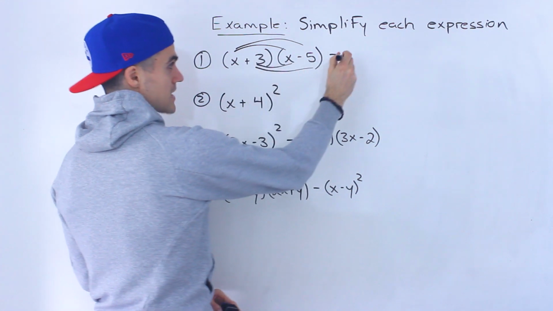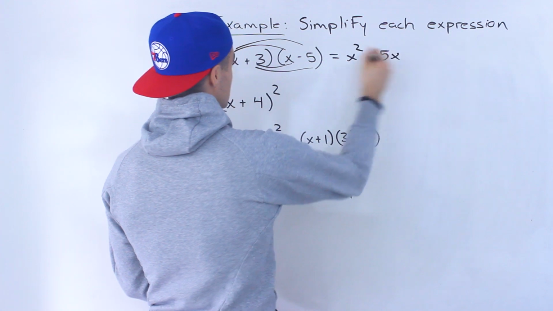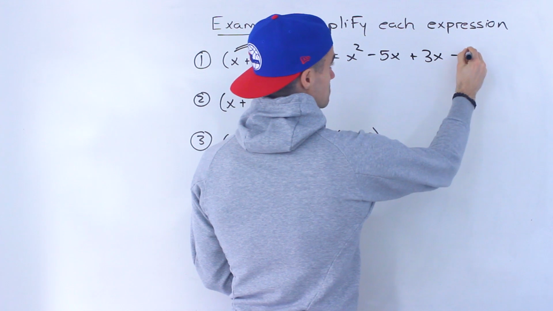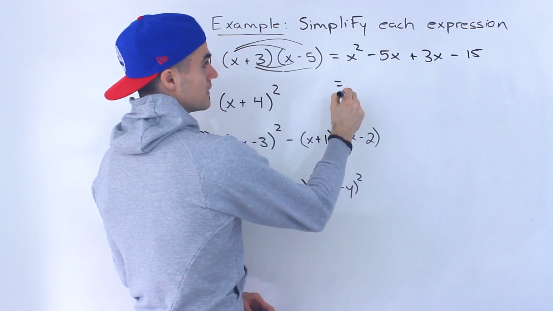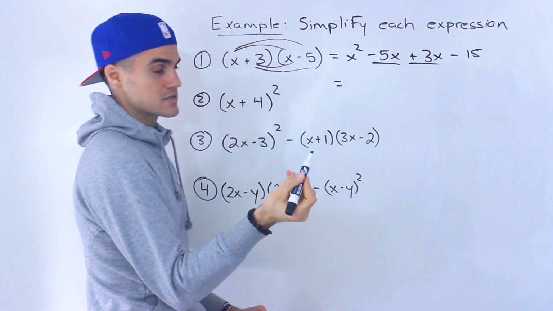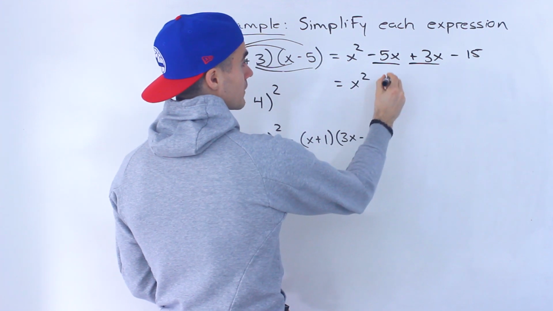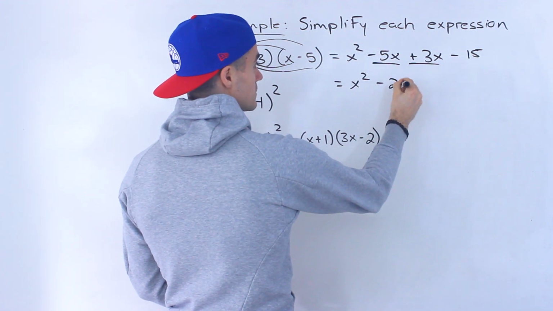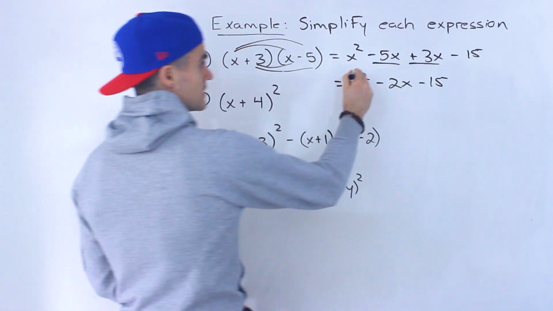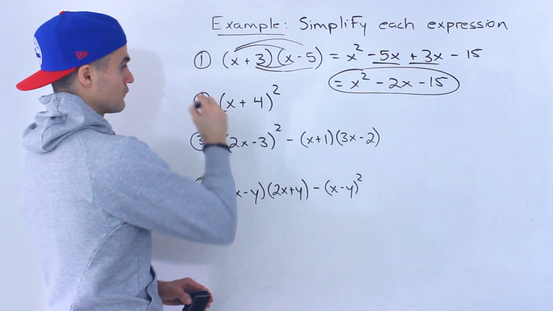So x times x gives us x squared. X times minus 5 gives us minus 5x. 3 times x gives us 3x. And then we got 3 times negative 5, which gives us minus 15, like that. And so notice that the like terms here are this minus 5x plus 3x. So this would simplify to x squared minus 5 plus 3 gives us minus 2x minus 15, like that. So this ends up being the final answer, and you can't simplify that any further.